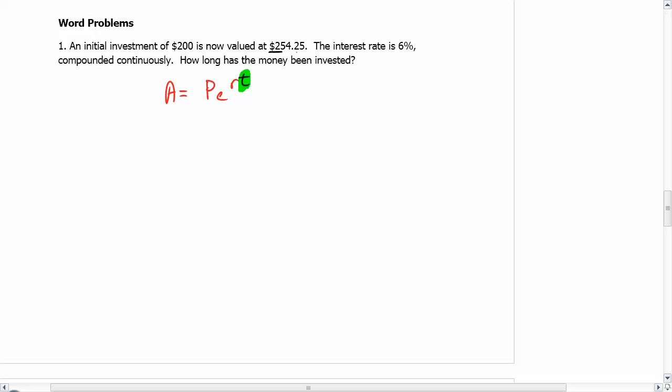Okay, well, the final amount that they had was $254.25. That's equal to the initial amount of $200 times e. So e is just that number on your calculator. It's roughly 2.718, something like that. Okay, and the rate is 0.06. The time is t. Okay, well, we want, just like we wanted before, we want this by itself, and we're going to take a log after we get it by itself.